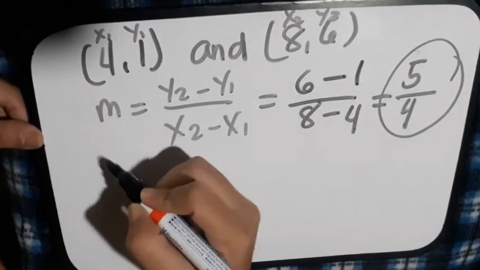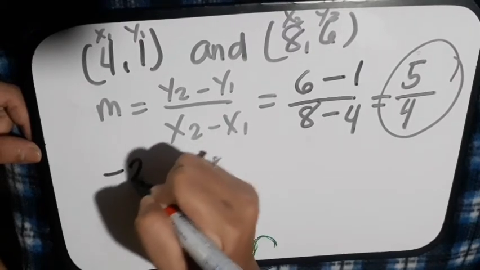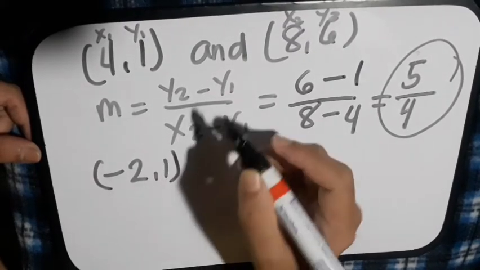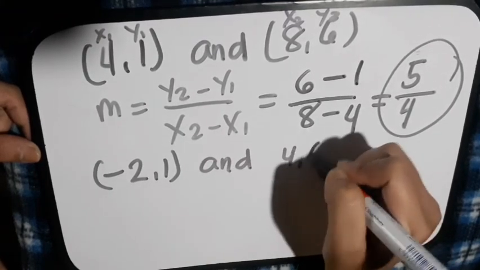Okay, let's try another one. Let's say we have (-2, 1) and (4, 6).